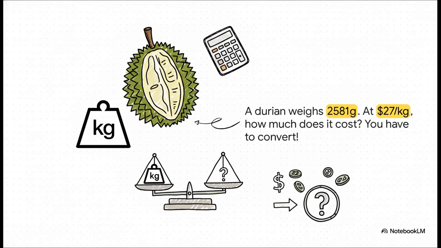Okay, let's bring it back down to earth with something you could actually do. Let's say you're at the market, and you find this amazing-looking durian. The scale says it weighs 2,581 grams. But the price sign says $27 per kilogram. So, how much do you actually pay? To figure it out, you gotta convert.